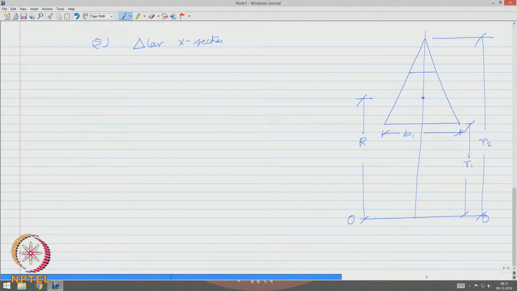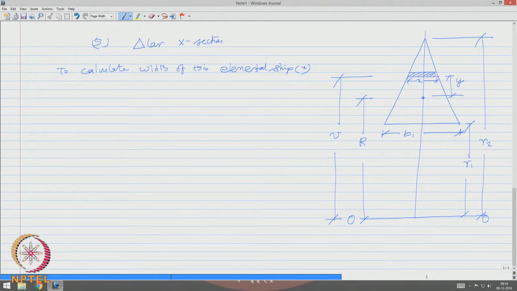As usual, we take a strip and let that strip be at a distance V, as a radius V from the plane OO. Let us say this distance is Y, and let us say the width of the strip be x. So, it is very interesting. Now, I want to estimate the width of this elemental strip, that is x.